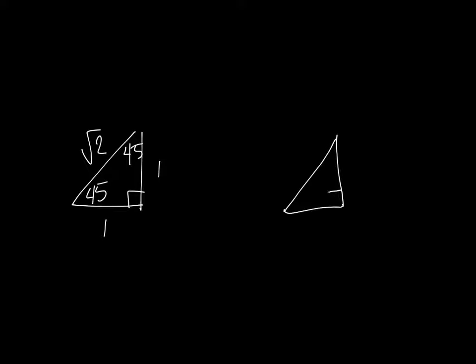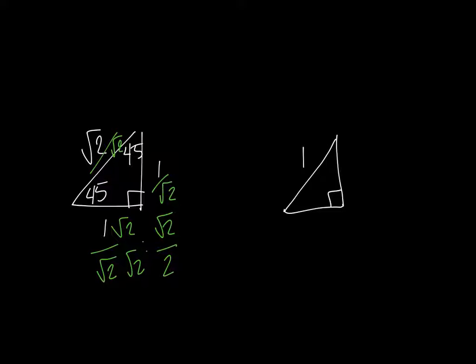I can't have the square root of 2. I need this to be a 1. So to get that to be a 1, I have to divide by the square root of 2. That means I need to divide by the square root of 2 and divide by the square root of 2. And I need to rationalize in order to have this be legit. So we have the square root of 2 over 2. That's right, I said legit. So we've got the square root of 2 over 2 and the square root of 2 over 2.